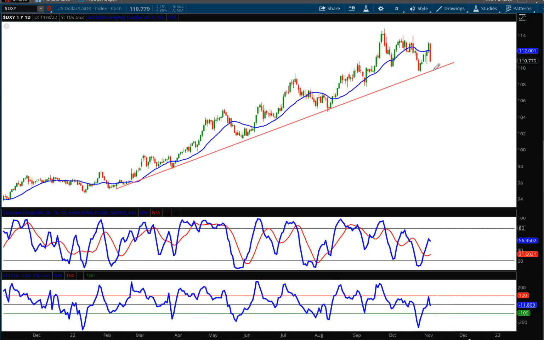I do believe that the dollar is going to break out below that downtrend line and take out that low right there at 109.54. So keep your eye on the dollar.